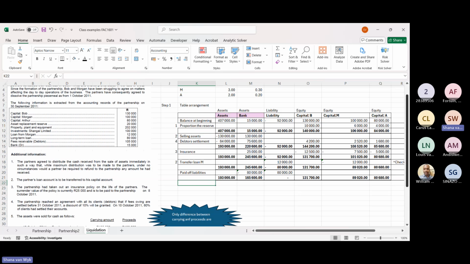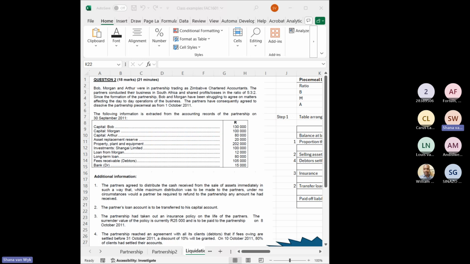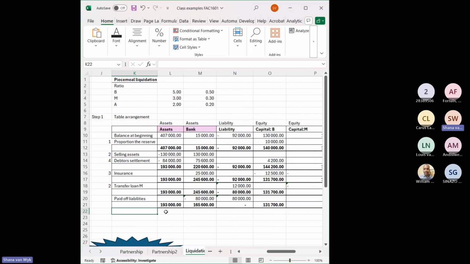loss absorption capacity method. Just quickly get my notes. Okay. So let's make it in steps. So step 1, we have cash in the bank. We have assets. Cash is available and we have assets.